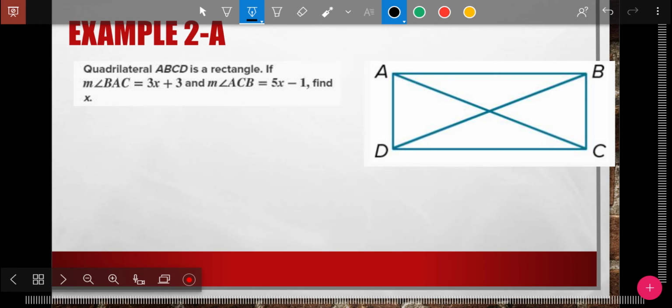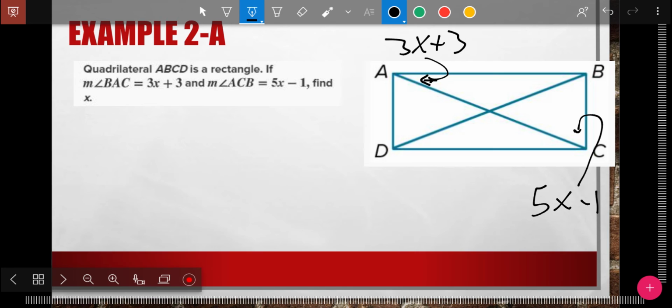Quadrilateral ABCD is a rectangle. So it's telling you right now, this whole thing is a rectangle. Angle BAC, this little part right here, let's write that in, is 3x plus 3. Angle ACB, this angle right here, is 5x minus 1.